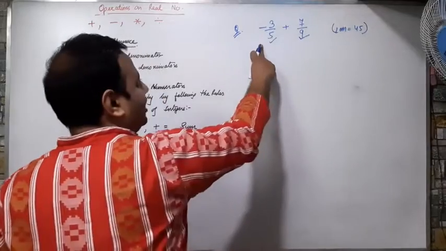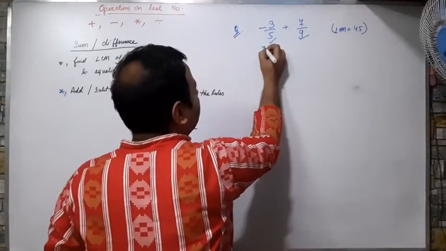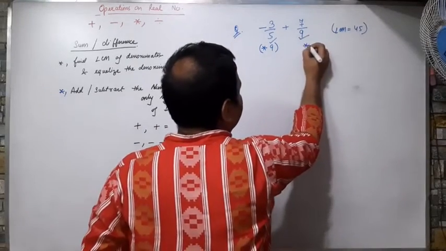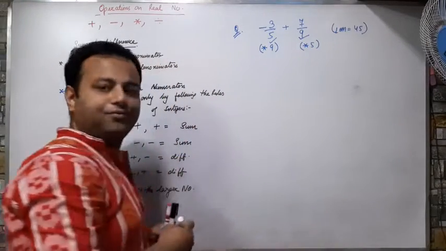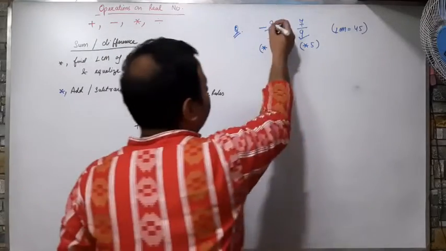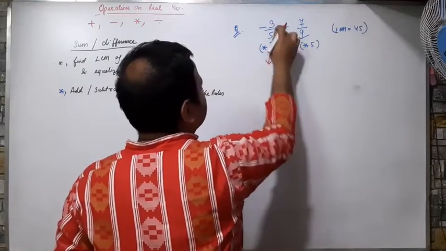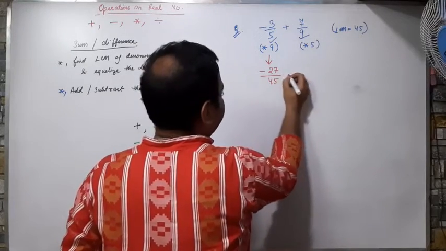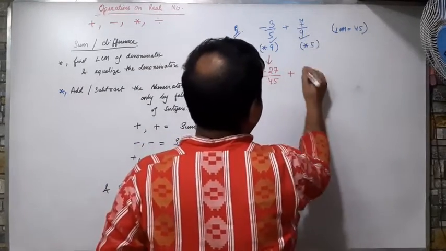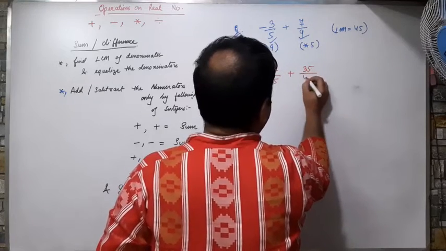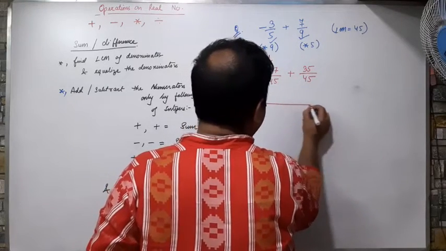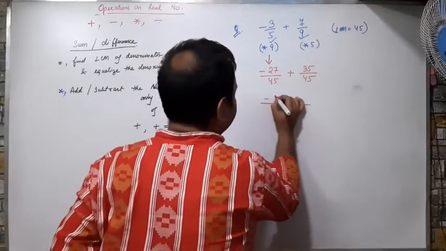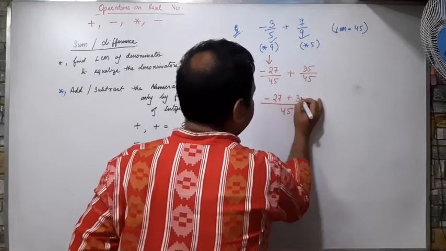So I will convert this 5 to 45. How? By multiplying with 9. And how can I convert 9 to 45? By multiplying with 5. So if I multiply this term with 9, I will get minus 27 by 45, plus 7 fives are 35 by 45. So the denominator is the same. I will write the denominator once, 45, and in the numerator I am getting minus 27 plus 35.